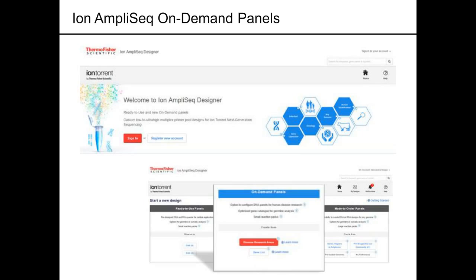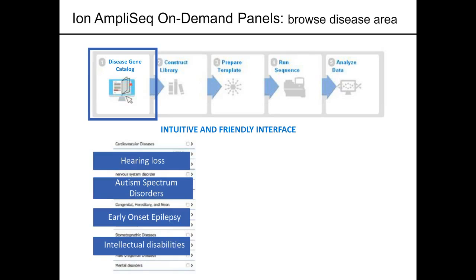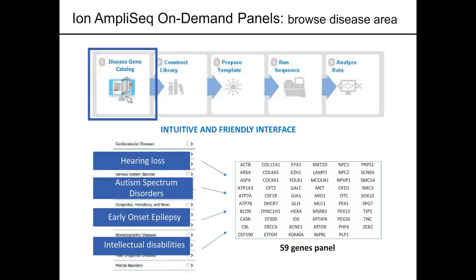So we were very happy to try this new system and see how it worked. And we found ourselves browsing disease areas with an intuitive, informative and friendly interface that gave us the opportunity of putting together a panel including genes in our areas of choice. I have to say that the disease gene catalog was somehow more limited than it is now and will become in the near future.